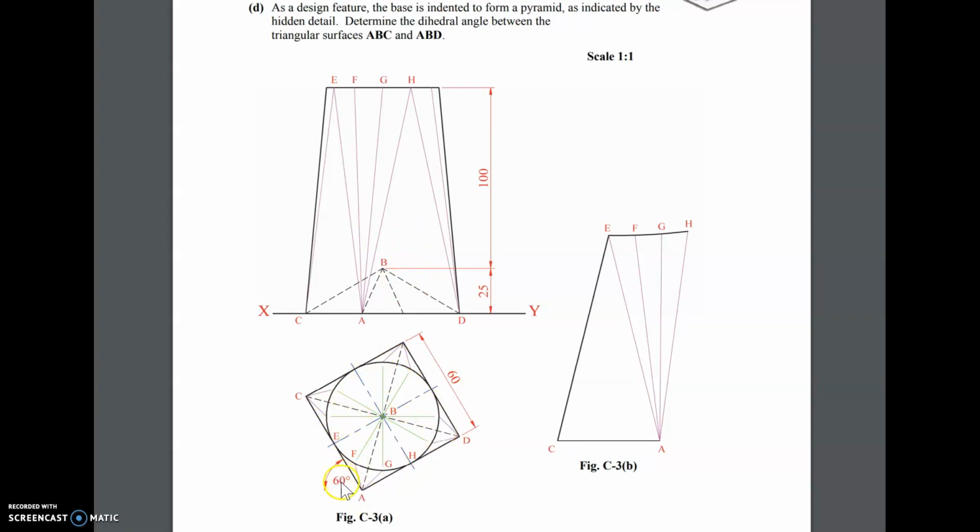Okay, so they give us the angle that the square is at. They give us the length of the side, so we know this side has to be 60 as well. They also give us the heights here. All right, they label a lot of the points for us, so we know where they are here as well. So part A we should all be able to do.